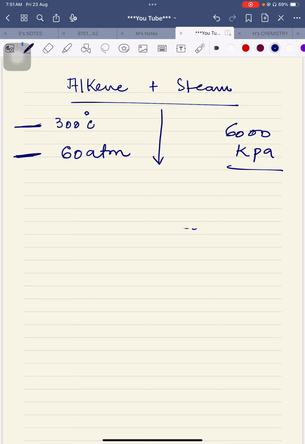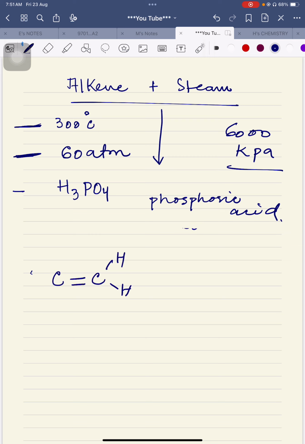Okay, now pressure and temperature are mentioned. The third thing which is left is the catalyst. And what is the catalyst for this reaction? It is H3PO4. What is that? It is called either hydrogen phosphate, or the second name is phosphoric acid. I am mentioning the name here, phosphoric acid. Okay, guys, let me inform you that this is an alkene. So this is an alkene I am writing here. It is the structural formula in which all the bonds are shown. It is called a displayed formula as well.